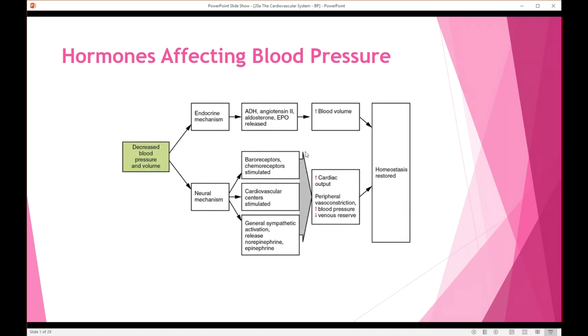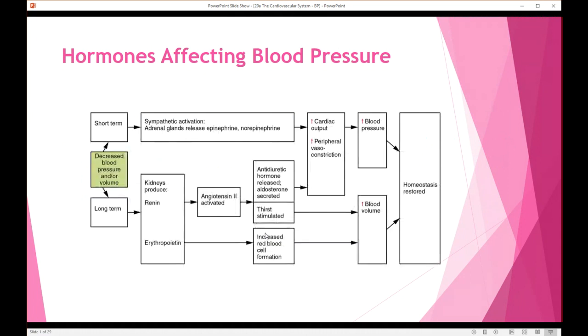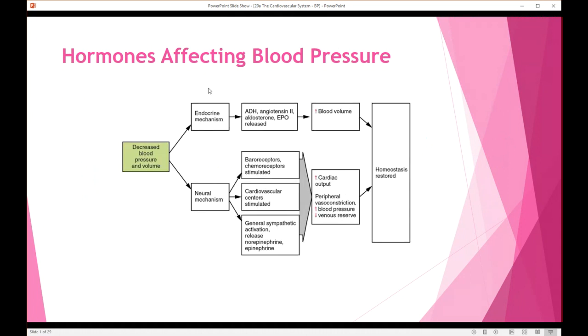When we increase both blood pressure and blood volume, we hopefully will bring our blood pressure and our blood volume back to normal. So this is showing you sort of our differences between our nervous system response and our endocrine system response, okay? So same information, just broken down a little bit differently, okay? So in the endocrine, we're going to release hormones, right? So ADH, ANG2, aldosterone, EPO, they're going to increase blood volume, okay? And when we increase blood volume, we increase blood pressure.